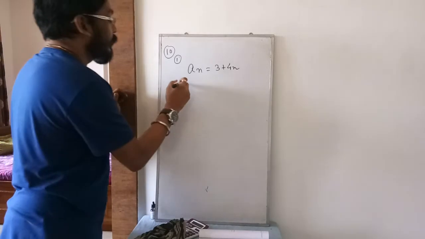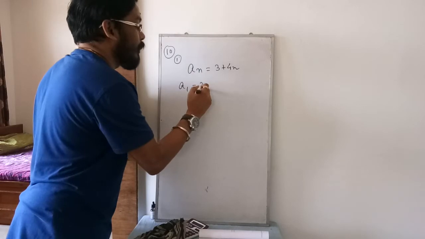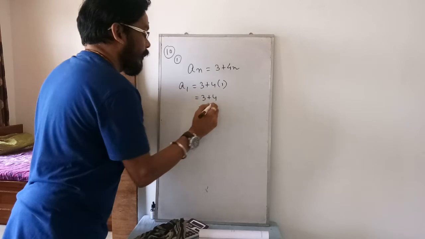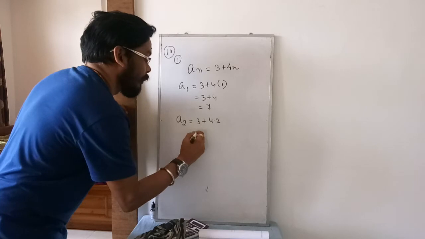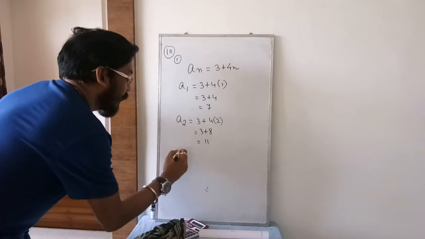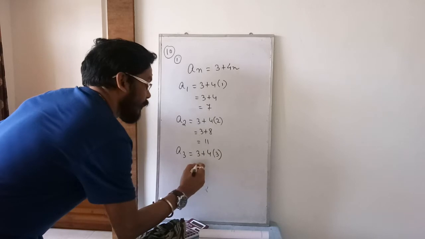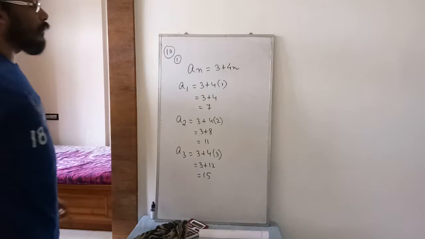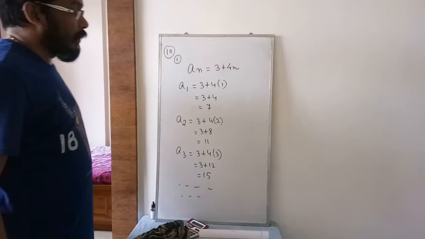To find out A1, when I put n as 1 here, that means here also I have to put n as 1. So 3 plus 4, it is 7. Then let me find out A2. So it is 3 plus 4 into 2, that means 3 plus 8. So it is 11. I have to find out A3. So it is 3 plus 4 into 3, 4 threes are 12, 12 plus 3, 15. So these are the values of A1, A2 and A3. You can continue more. I have just found out 3 terms.